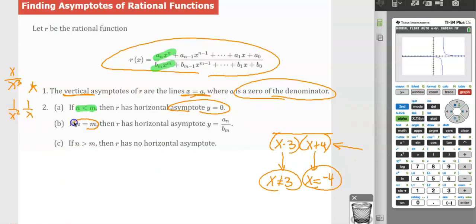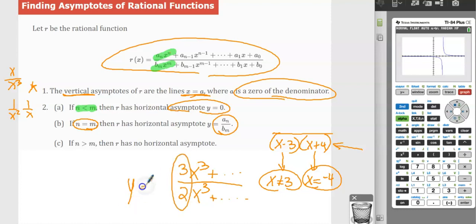Now, if n equals m, so it's possible to have something like x cubed plus blank, blank, blank over x cubed plus blank, blank, blank, blank, okay? Now, if they equal each other, then you take the coefficients. So if this is, let's say, 3 over 2, okay? So if it's that way, then the horizontal asymptote is literally y equals 3 over 2. If the exponents equal one another, then it's just the coefficients divided by one another.